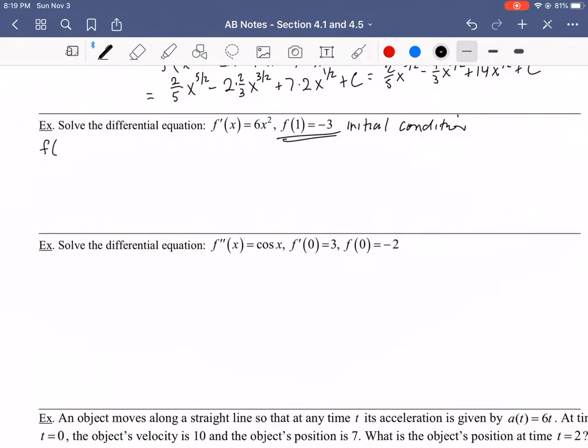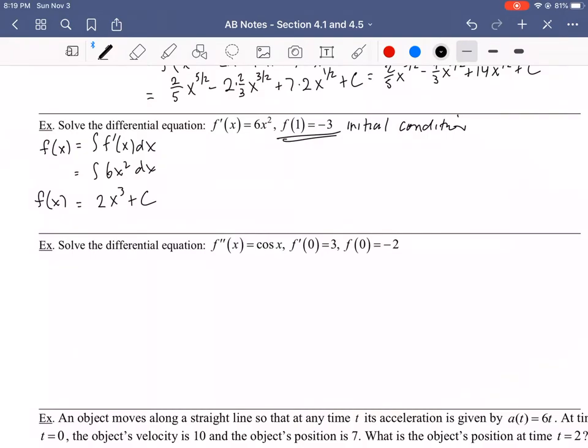And so if I want f of x here, that's my objective, is to figure out what the function f of x is. That's going to be the integral of f prime of x dx, which will be the integral of 6x squared dx. And so if I increase the exponent by 1, it becomes a 3. 6 divided by 3 becomes 2x cubed plus c. And this is my f of x function.